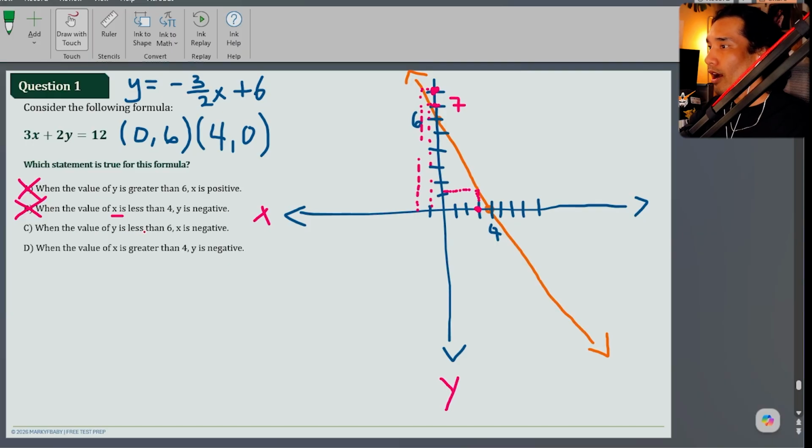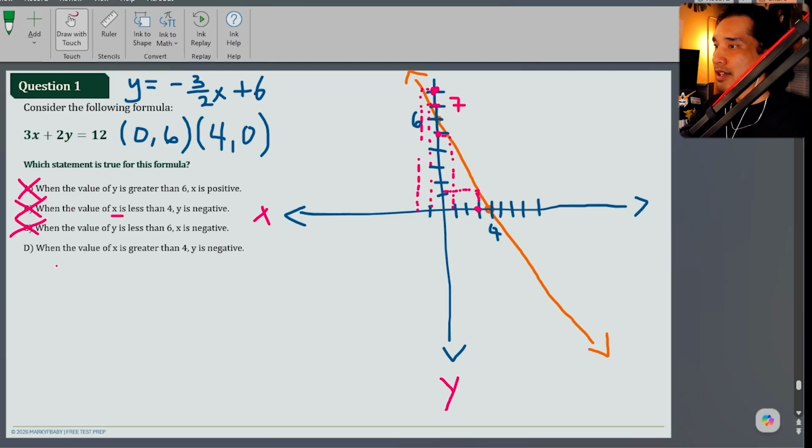When the value of y is less than 6, so let us choose 5. Okay, let's just choose an easy number. This is 5. And it says here x is negative. Well, let's go on our tightrope. Let's touch the line first and then go down. Well, we see here that 5 corresponds with a positive x, and we want negative x to make it true. So C is incorrect.